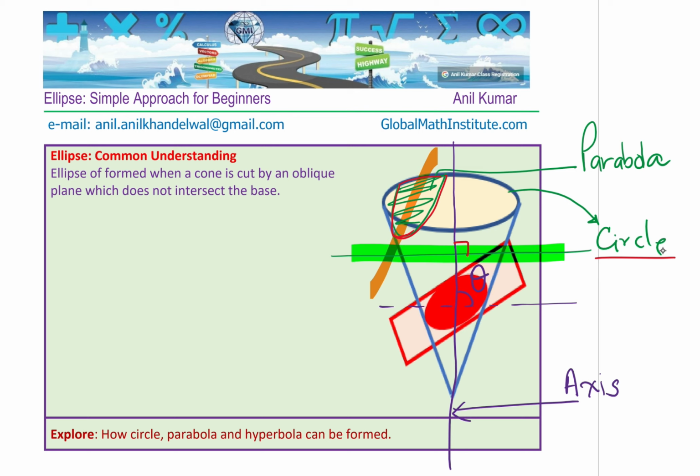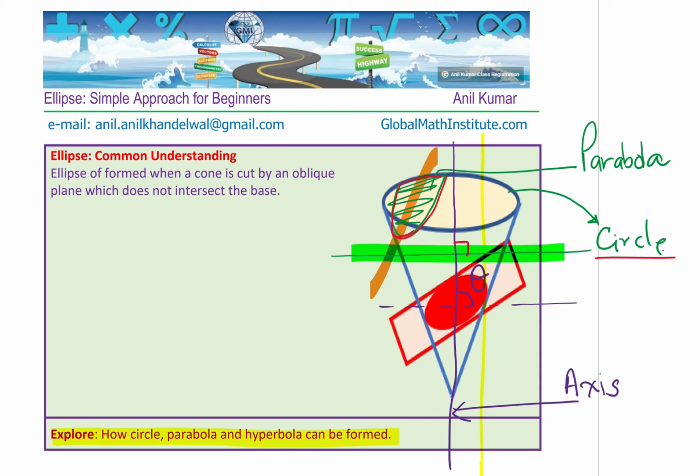We'll explore what happens if I slice it from the top and it is parallel to the axis. So if I slice in this direction, what really happens? What kind of shape do I get? So that is for you to explore. So in the explore section, we have these parameters for you: how a circle, parabola, and hyperbola can be formed from a cone.